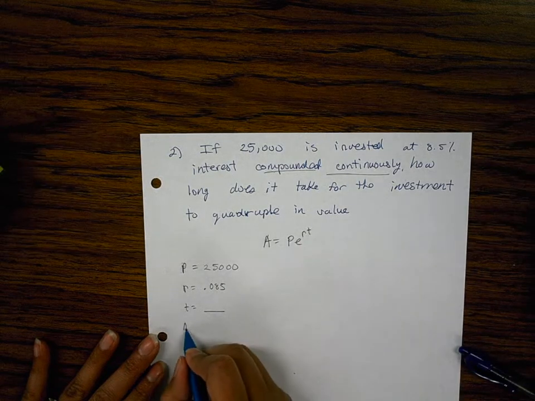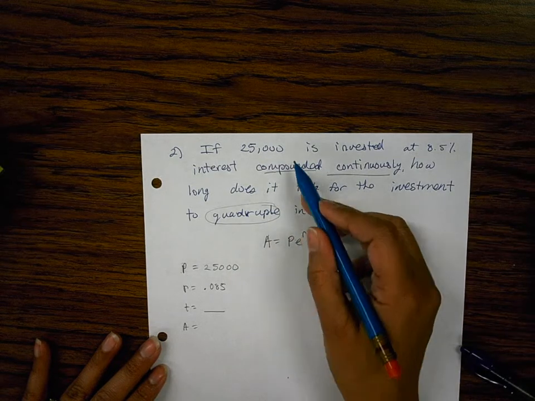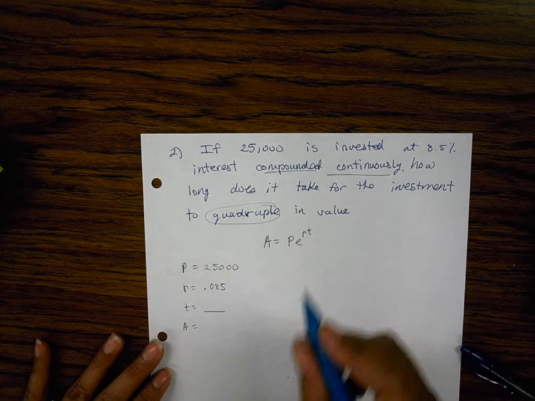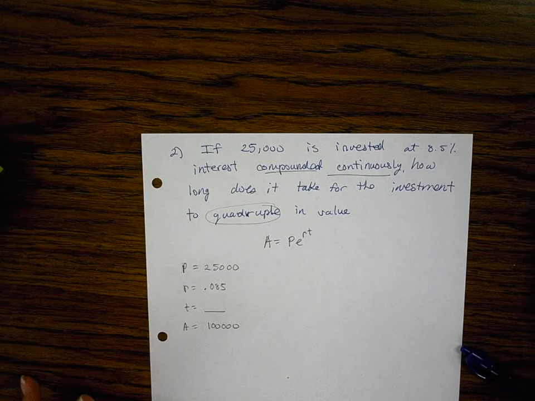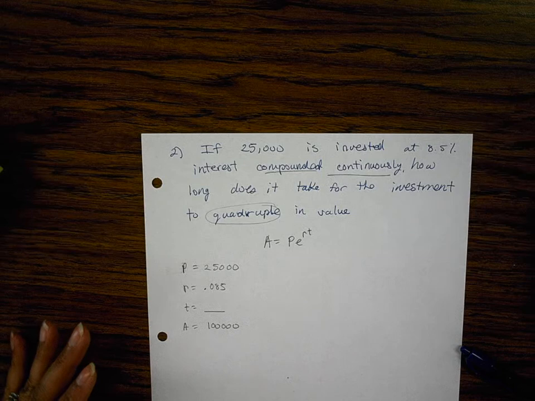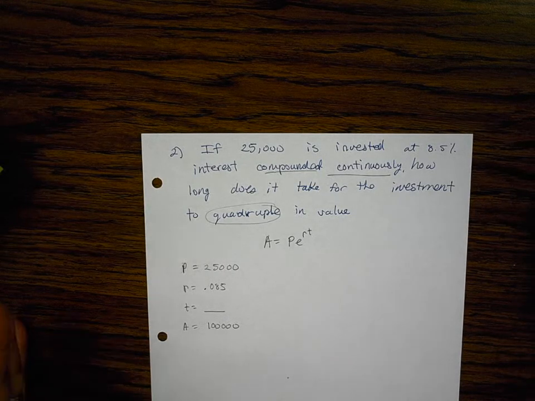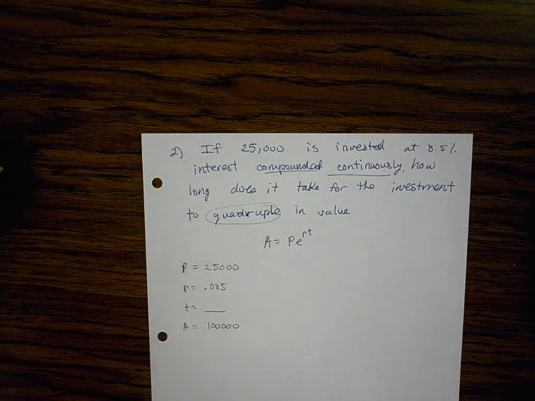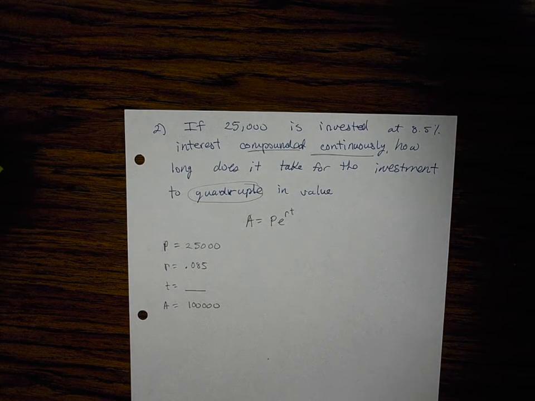N, we don't need N because there's no N in this formula because it's compounded continuously. The amount after time T, we want to know how long it takes to quadruple. So what is $25,000 quadrupled? That would be 100,000. All right, so plug everything in and solve for T. Same way we did the other one, only this time instead of doing log of both sides, you will be doing ln of both sides. Try it. You should get something really close to 4 years. That's not the exact answer, but it should be really close to 4 years. All right, that is it for this lesson.